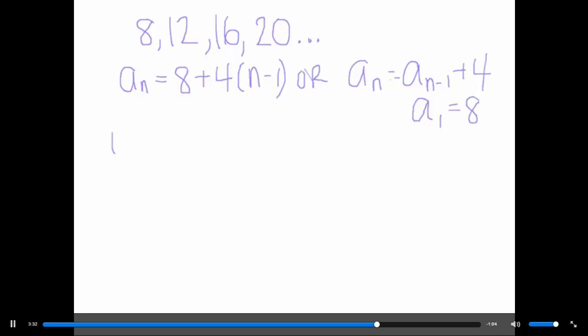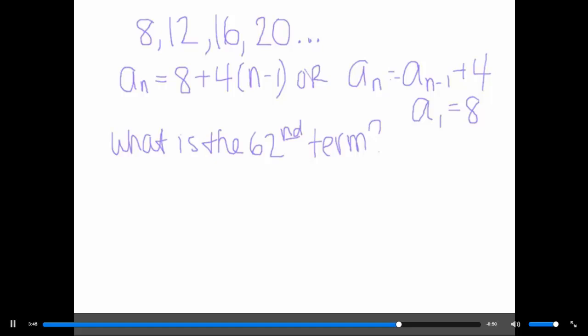Now you could be asked a question like, what is the 62nd term, right? What's the value of the 62nd term? So in that case, I'm giving you n, right? I'm telling you the term number, and I want to know what the value is.